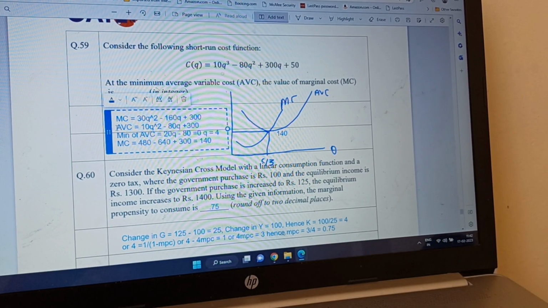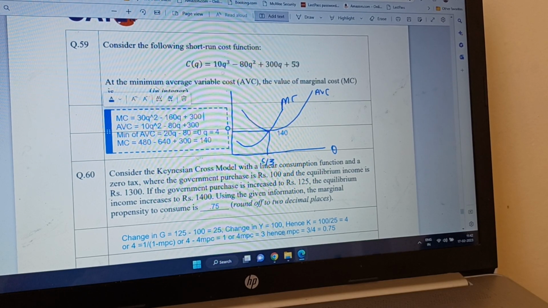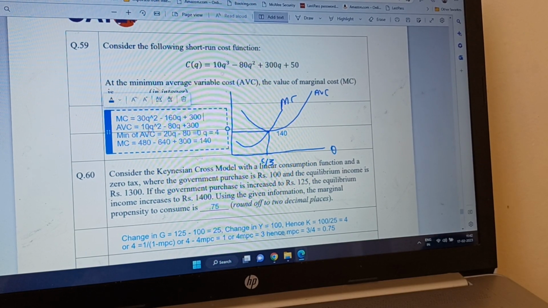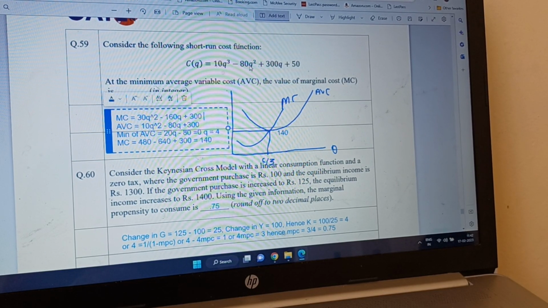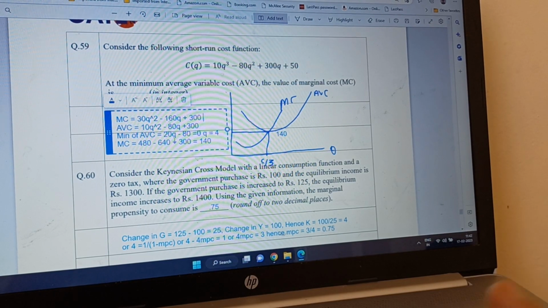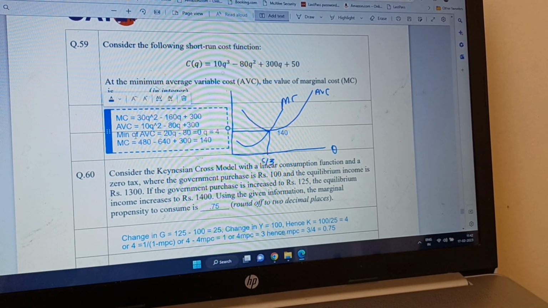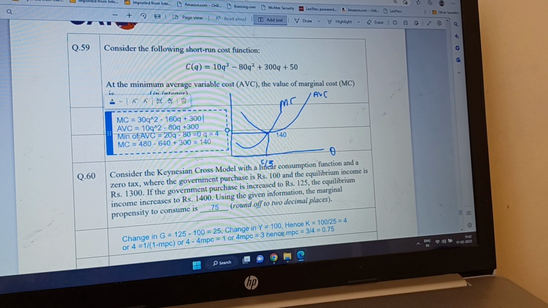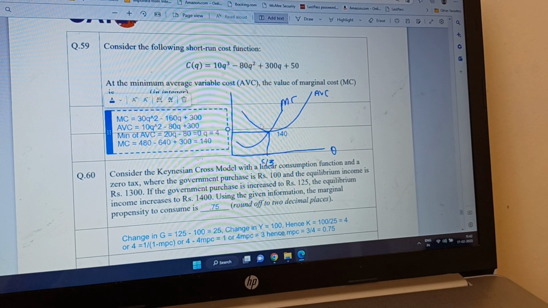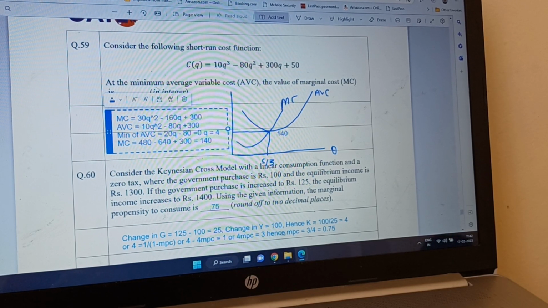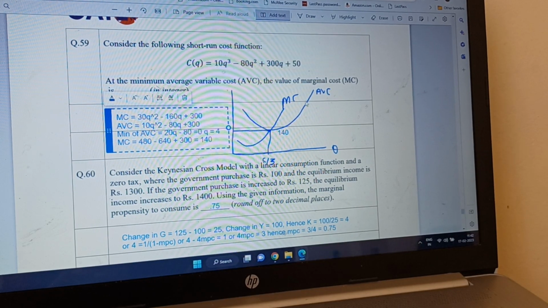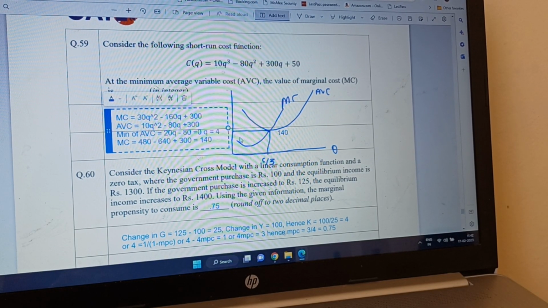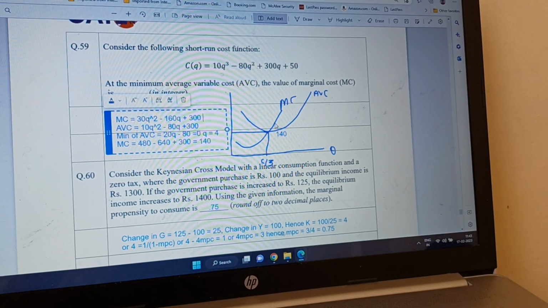Now what is average variable cost? So divide this by Q and exclude fixed cost. So average variable cost is 10Q square, because I divided it by Q, minus 80Q plus 300. Okay. So at the minimum of average variable cost, marginal cost is equal to average variable cost. As you can see in the graph, here it is, minimum of average variable cost. This curve is average variable cost, and marginal cost intersects it from below.